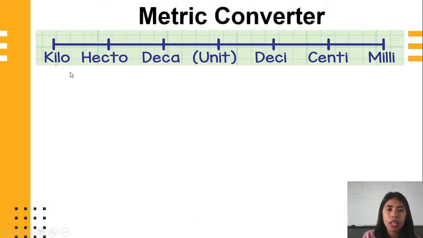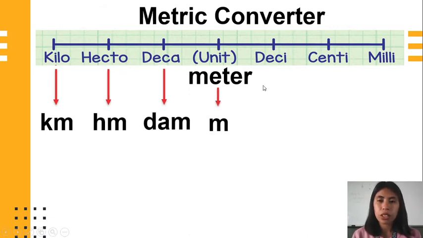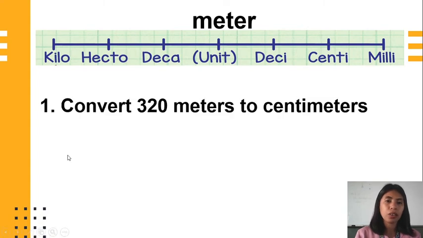So we have here this line. We have kilo, hecto, deca, the unit. For unit, we can use meter for length, gram for weight, and liter for capacity, then deci, centi, and milli. So, for meter, we have kilometer, hectometer, decameter, meter, decimeter, centimeter, and millimeter. So, how do we use this? For length, convert 320 meters to centimeters.